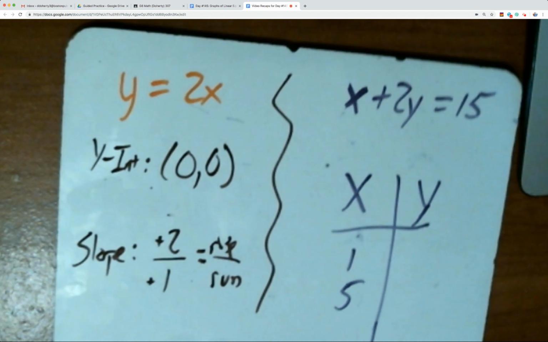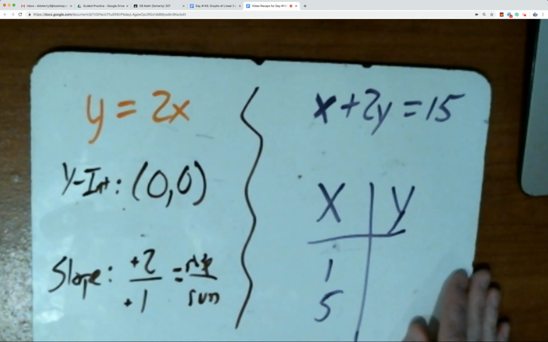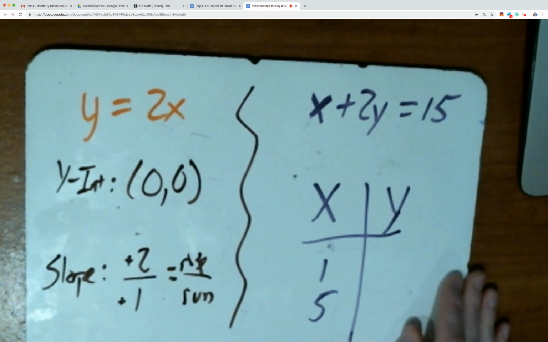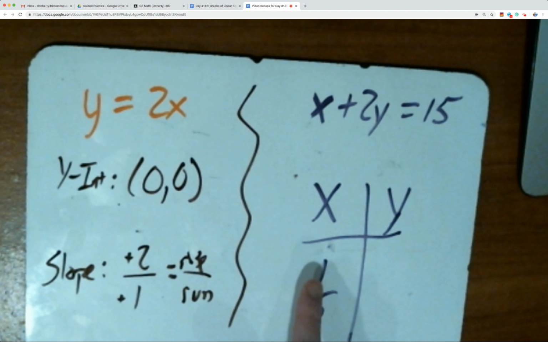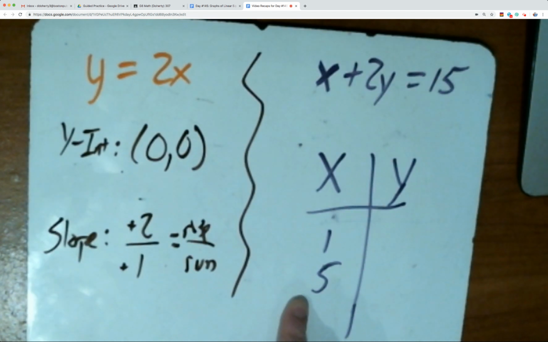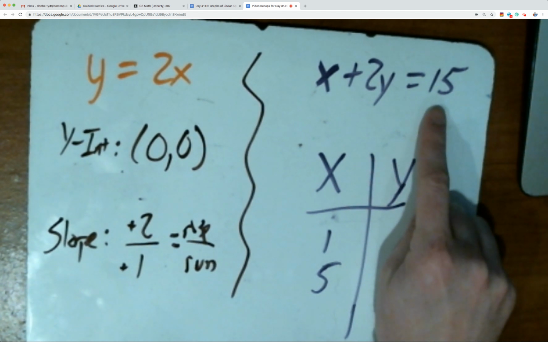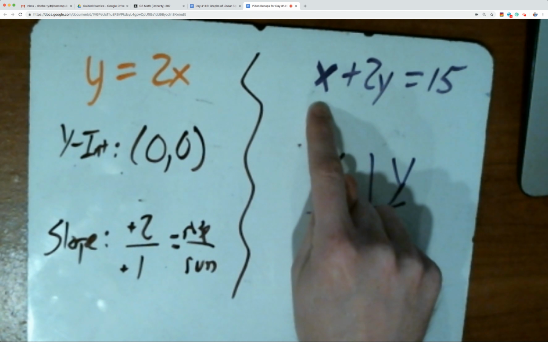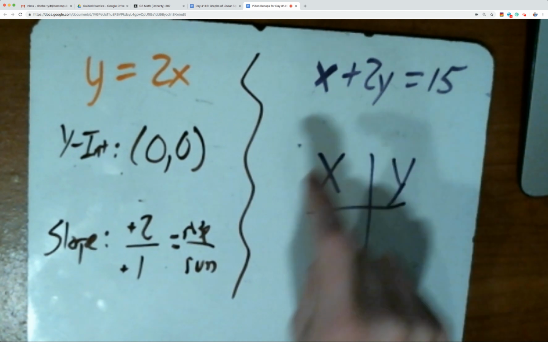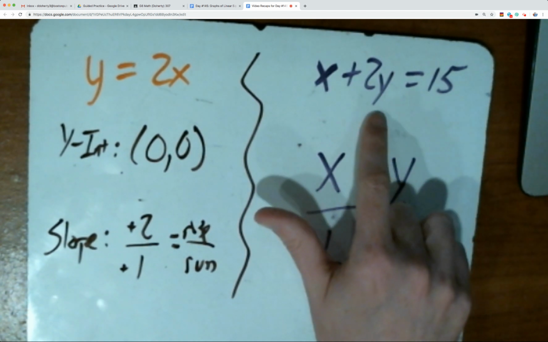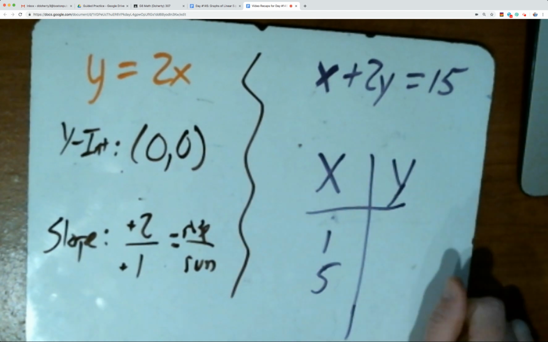The more challenging one, the purple equation, is not in slope-intercept form, so we don't know the slope and y-intercept at the beginning. In this case, I would rather just pick a couple of easy values for x to plug into the equation to solve for y. I recognize something important. This was an odd number, and I have 2y. So I want x to be some kind of odd number just so y ends up being an integer. Otherwise, if I make x 0, y is going to have to be 7.5, and anytime x is an even number, that's going to give us decimals.